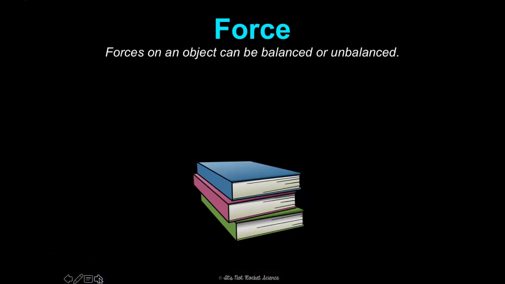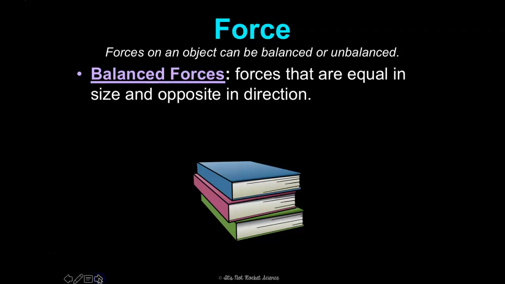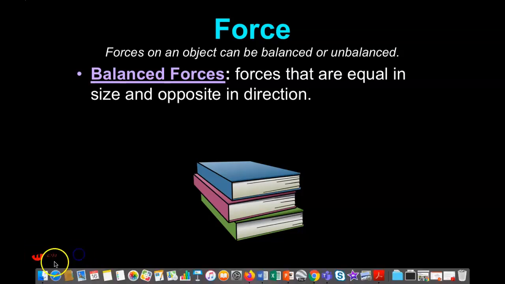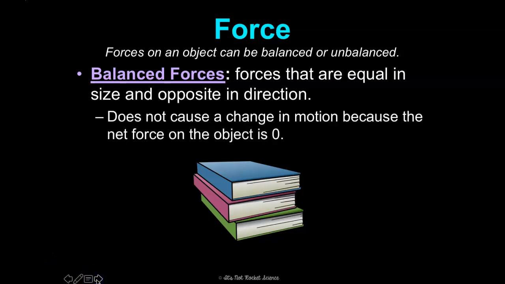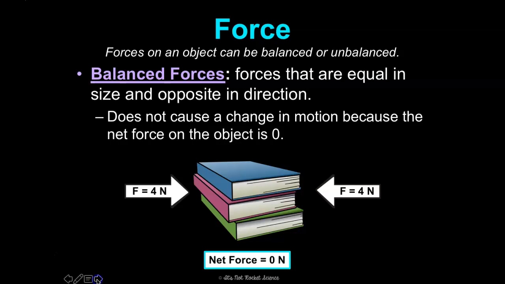Now, forces can be balanced or unbalanced. Balanced forces are equal in size and opposite in direction. They don't cause a change in motion because the net force on the object is 0. With 4 newtons pushing these books to the right and 4 newtons pushing them to the left, the net force is 0, so they're just going to stay in one place.